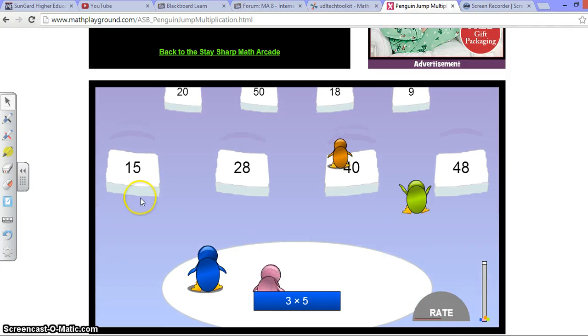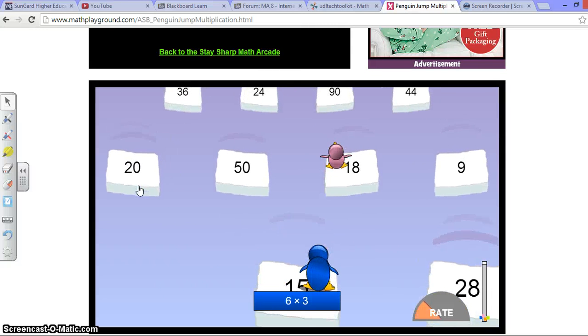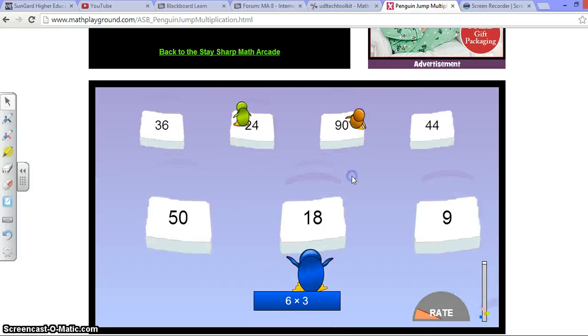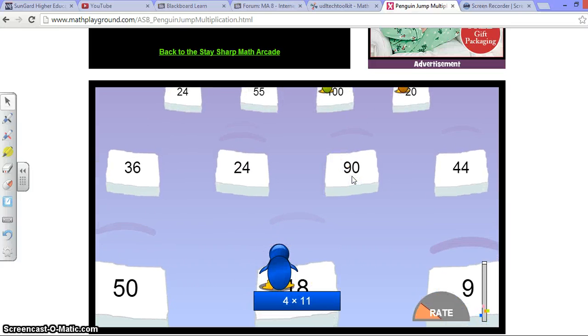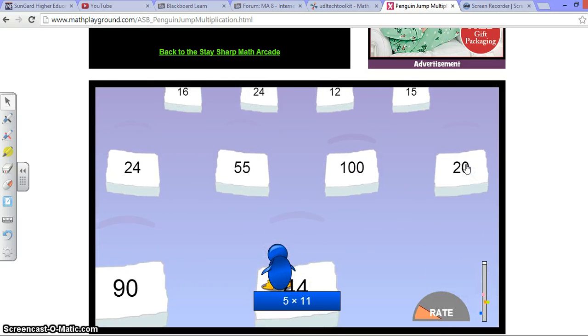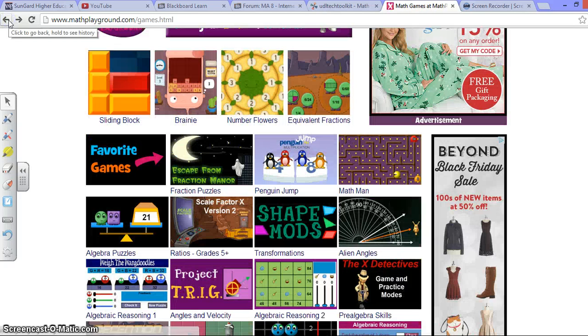Okay, so 3 times 5, I'm going to click the answer to 15. See how the penguin jumps to that. 6 times 3 would be 18, so I'm going to click to that. As I'm explaining to you, it's obviously taking a lot slower and I'm losing. 11 times 4 is 44, but you get the idea of how they jump and you can race against people. Like I said, I'm not doing this to actually win, I'm doing it more to show you. So that's just an example of how that's a fun game to go back and forth playing against kids or the computer.